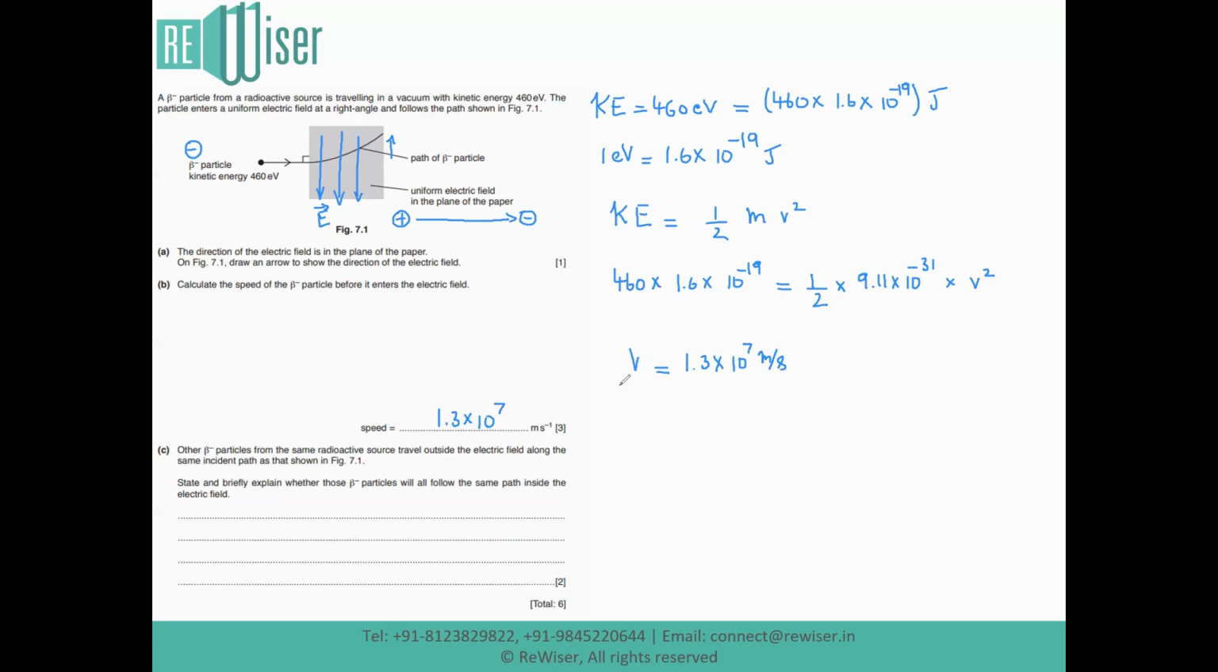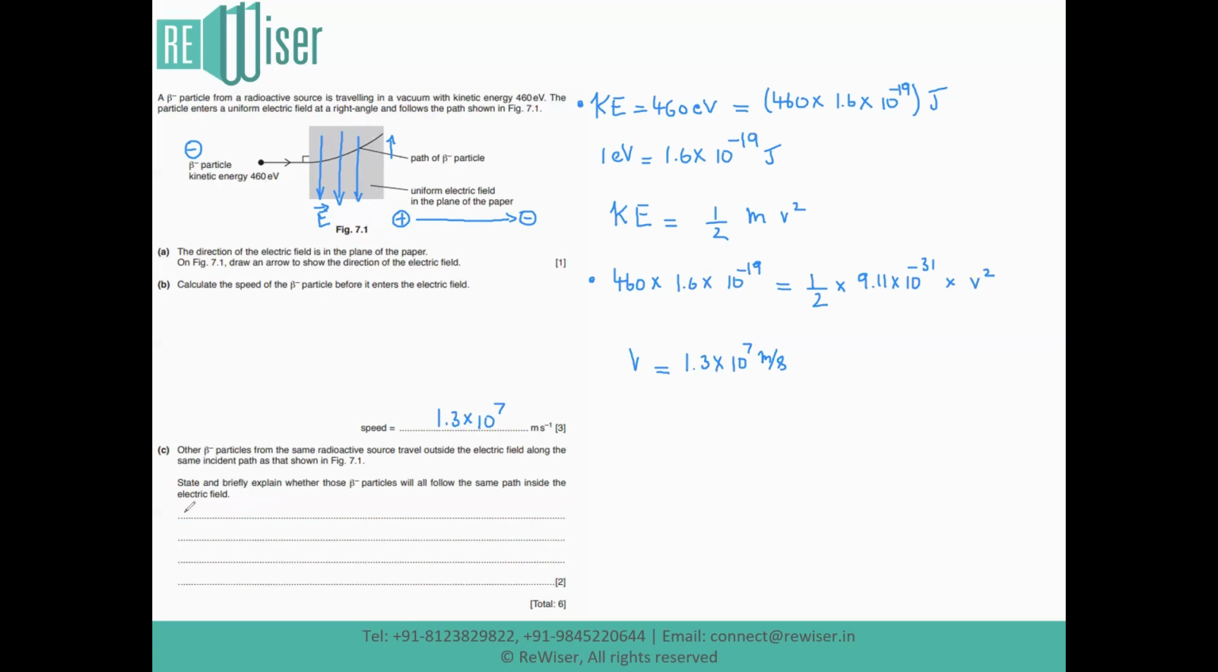Let's move on to the last part of the question. Other beta particles from the same radioactive source travel outside the electric field along the same path that is shown in the figure 7.1. State and briefly explain whether those beta particles will all follow the same path inside the electric field.